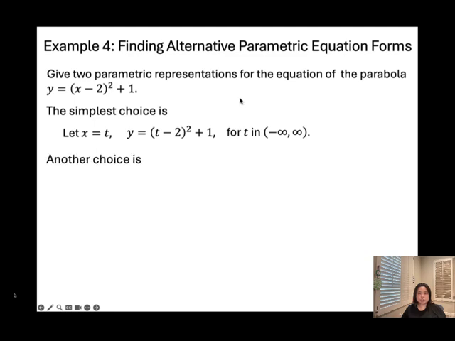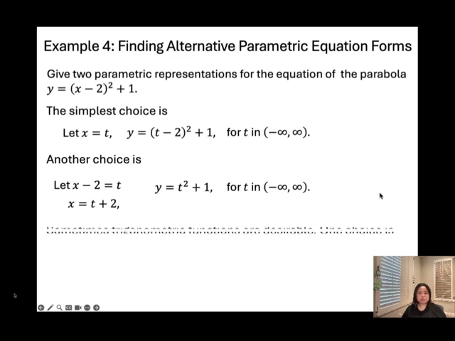And for another choice, I could let x minus 2 equal to t. Okay, x minus 2 equal to t. So x will be equal to t plus 2. Now, since I know x minus 2 equal to t, my y will be equal to t squared plus 1. And same idea, t will be from negative infinity to positive infinity. So we do have two different parametric representations for the same equation, right?